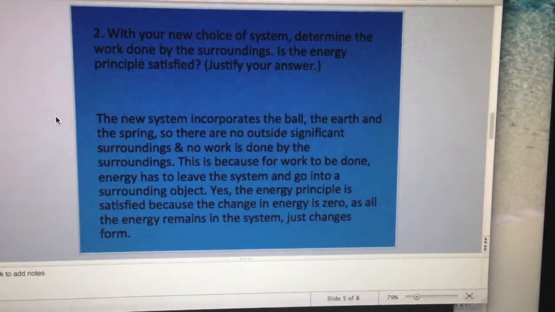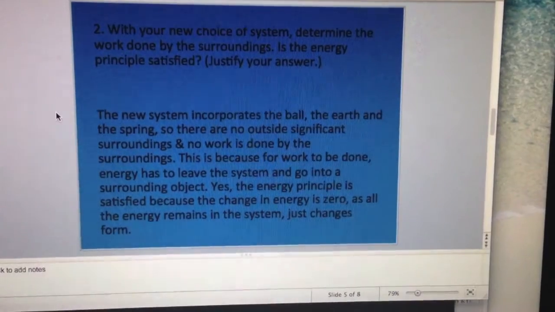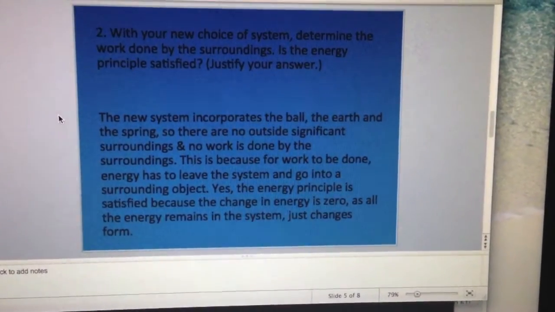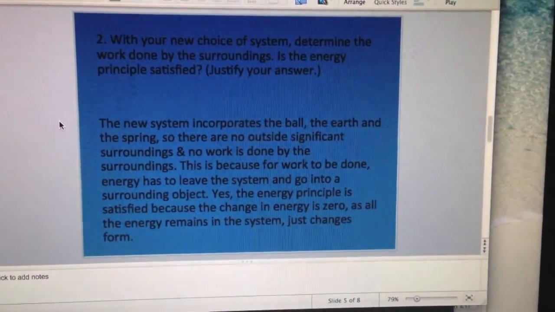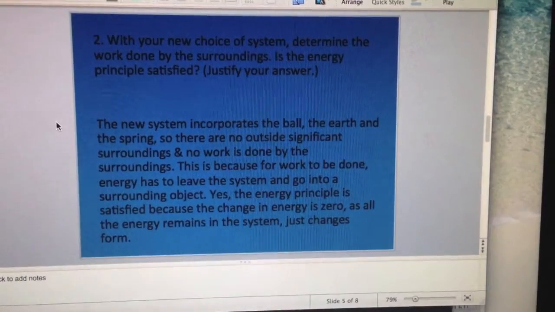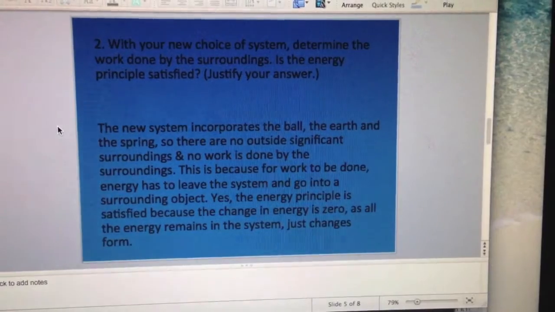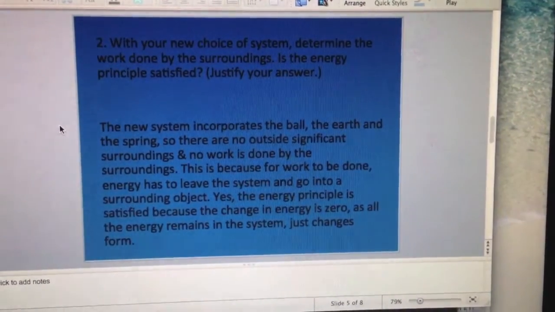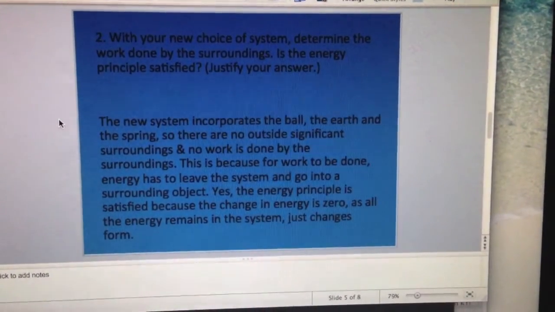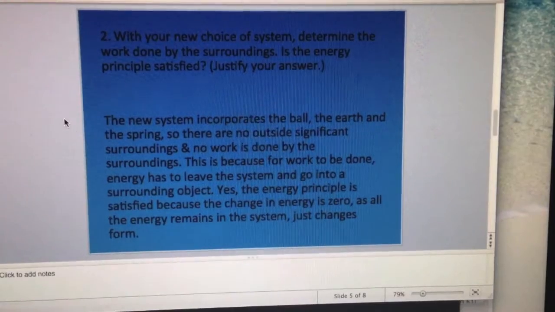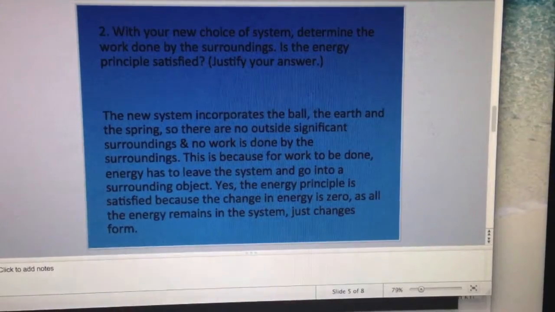So with our new choice of system, what was the work done by the surroundings, and is the energy principle satisfied? So we know that our new system incorporates the ball, the earth, and the spring, and there's not going to be any outside surroundings that are going to make any significant change, and we know that no work is going to be done by these surroundings. This is because for work to be done, the energy has to leave the system and go into a surrounding object. So the energy principle is satisfied because our change in energy is going to be 0, and all the energy is going to remain in the system.